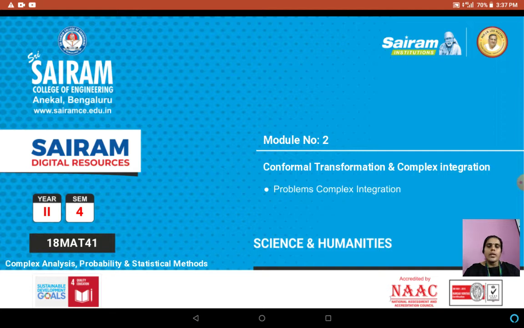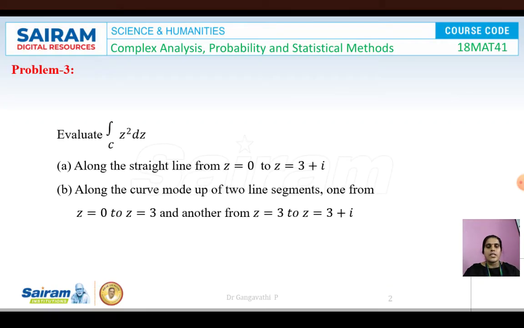Module 2 is conformal transformation and complex integration. To begin with, we have started discussing complex integration. In the previous session, we have seen what complex integration is, how it has to be done, how we need to evaluate, and how to calculate the limits and all other things. Let us proceed further and see different types of problems on complex integration in this session.